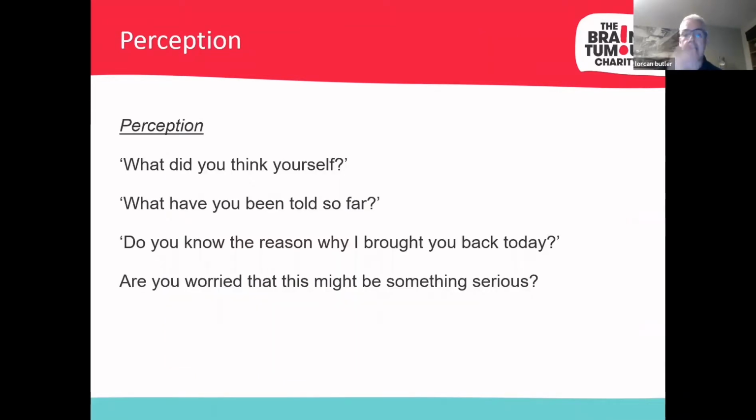So P in the SPIKES is perception. So what do you think yourself? You came into me knowing that your vision was blurry. You knew something was up. Did you think there was something wrong with your eyes? Maybe you've gone into a locum practice and the resident has asked a patient to come back. This is the first time you're seeing them. You're not really too sure what was told before. You might be able to say, well, what have you been told before? Have you been any concerned? Do you know the reason why I brought you back today?